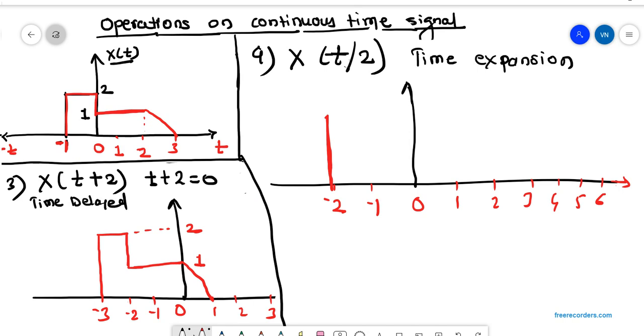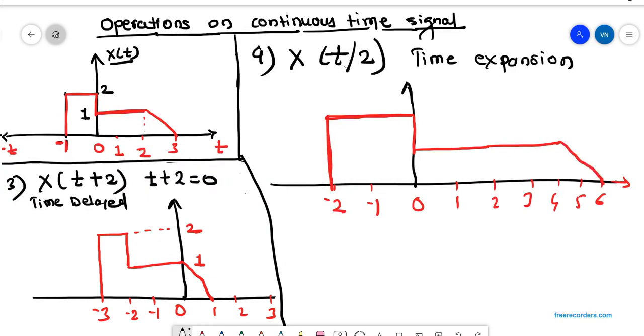So from minus 2 to 0, because 0 into anything is always 0. So that's it. After that, 1 into 2, obviously the 2, and 2 into 2, obviously the 4. So you will get 4, and 3 into 2, obviously the 6. So you will get the 6.